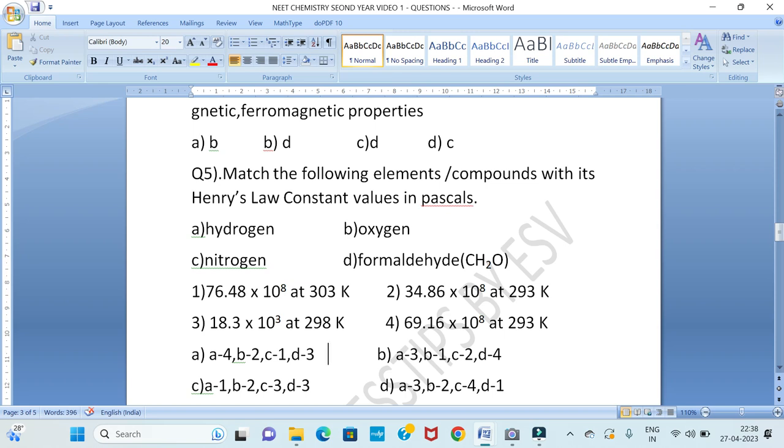So I have explained how to multiply by 10 to the power of 8. The kilobar value is 10 to the power of 8 pascals, that is why I am multiplying by 10 to the power of 8. You have to remember this. So how can you remember hydrogen?